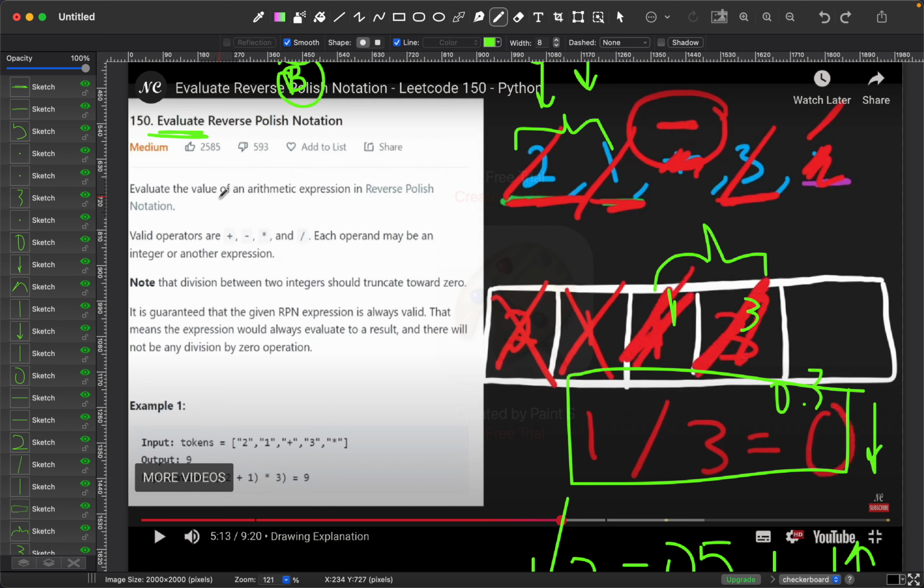Evaluate the value of an arithmetic expression in reverse Polish notation. Obviously don't know what the hell is this talking about. And what does this refer to? Valid operators are plus, minus, and multiply and divide. Each operand may be an integer or another expression. Operand probably refers to the numbers.